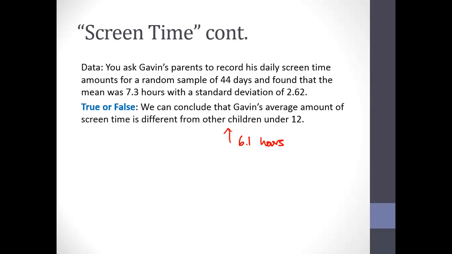Yes. So what if I took a different random sample of 44 days and found that it was an average of 6.2, for example, or 6.3? Could I then say that his screen time was different then? Yes. So what if I took another random sample and found that it was 5.9 hours per day? Still different, but again, the idea is that different random samples will have a different average here. So just the data in itself, we're going to give a false here.